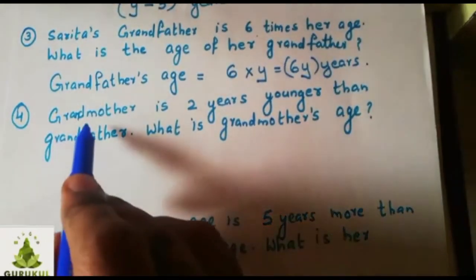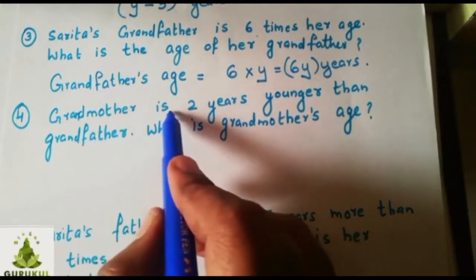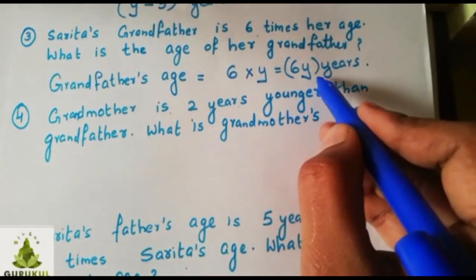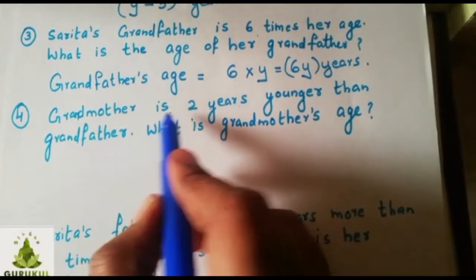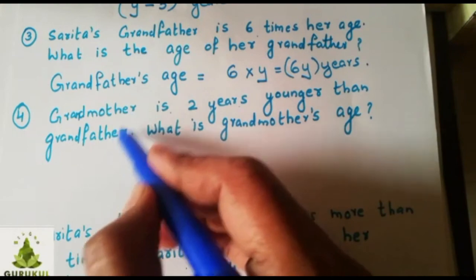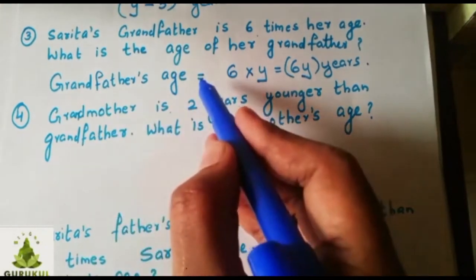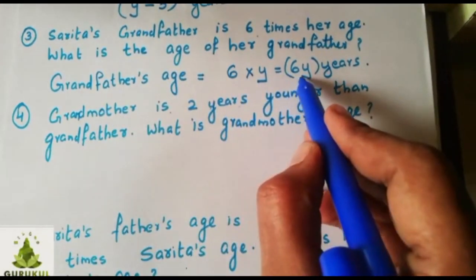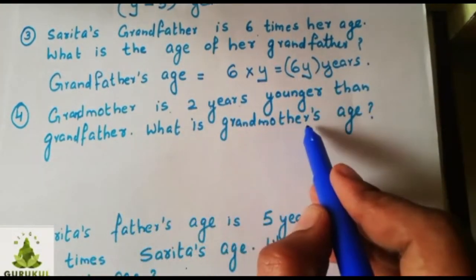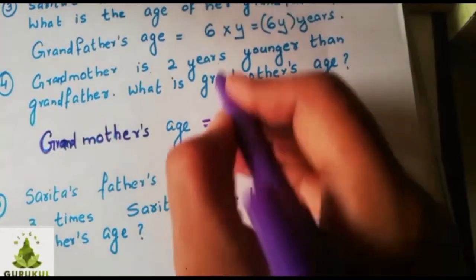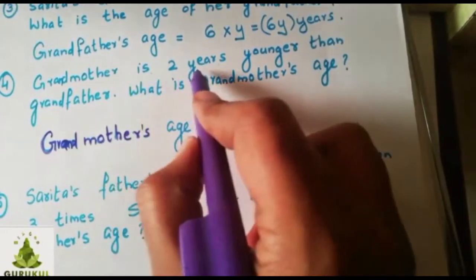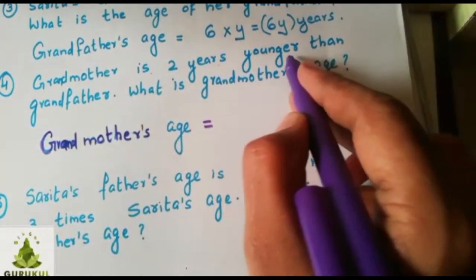Now, what is given? Grandmother. Sarita's grandmother is 2 years younger than grandfather. Grandfather is 6y years. So, grandmother is 2 years younger than that. Now, which relations are given here? Grandmother and grandfather's age we have to relate, nothing related to Sarita. Grandfather's age you got today: grandfather is 6y years. So, grandmother's age is asked. See, grandfather's age we got 6y. So, grandmother is 2 years younger than, means smaller than.